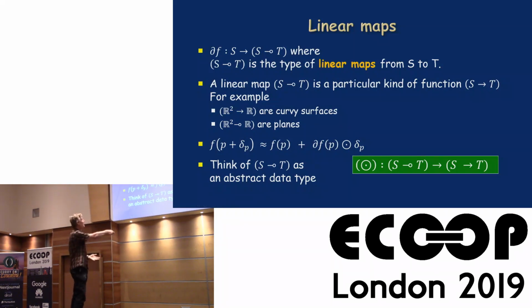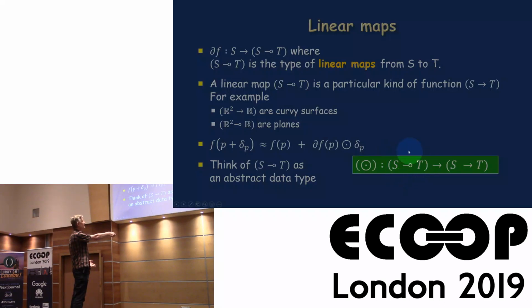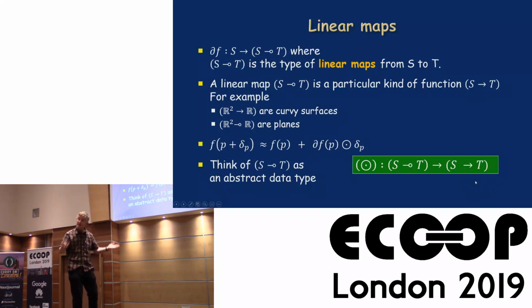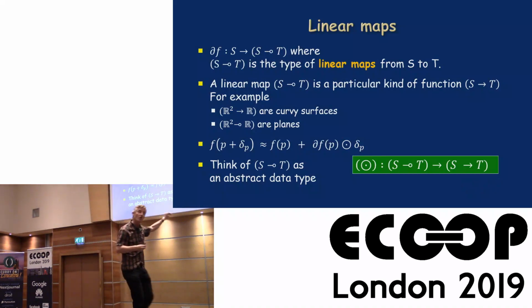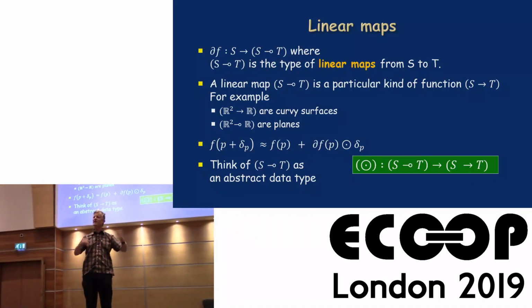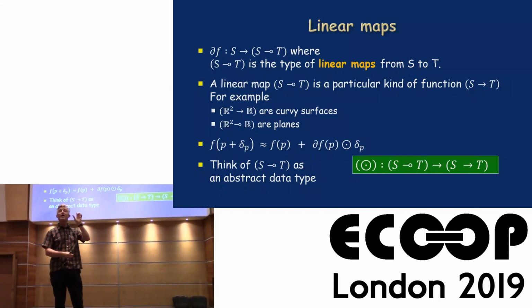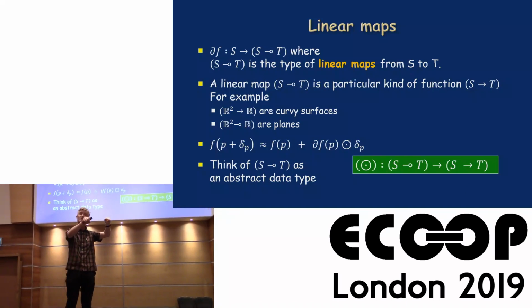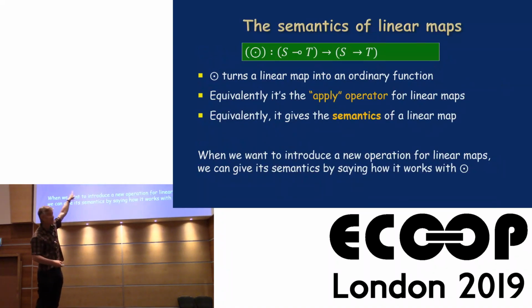Because I've got, in my left hand, a value of type s lollipop t, and in my right hand I've got an s and I want a t. So I need an apply operator, and that's what this funny dot is. I sometimes call it funny apply, right? A funny apply takes a linear map and an argument and applies the linear map to the argument. So here's a sort of summary. There's its type at the top.